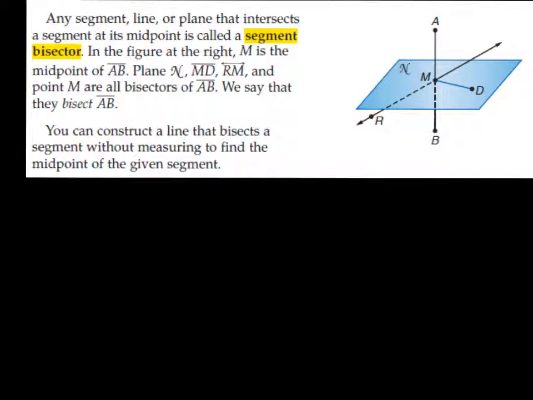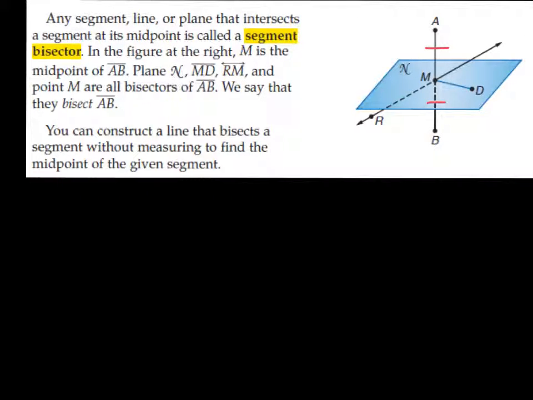Any segment, line, or plane that intersects a segment at its midpoint is called a segment bisector. In the figure at the right, M is the midpoint of segment AB. In plane N, segment BD, line RM, and point M are all bisectors of segment AB. We say that they bisect segment AB.